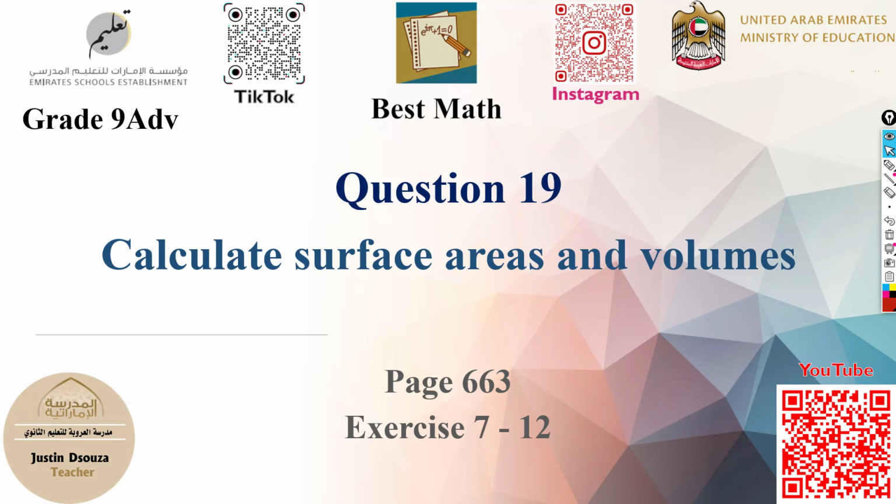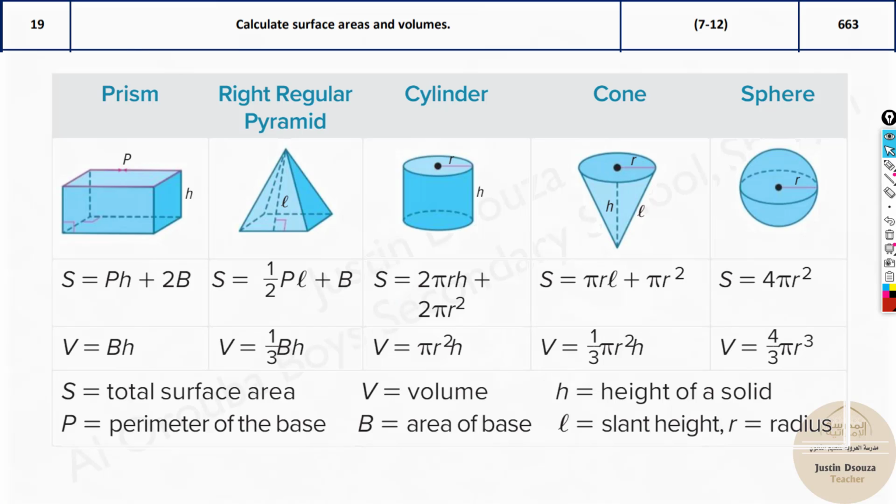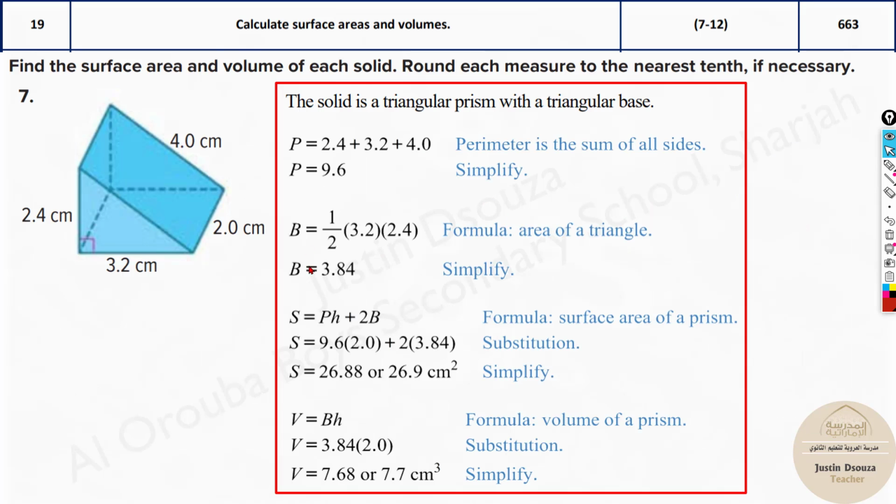Question 19 is to calculate surface areas and volumes. For this question, you need to know the formulas of surface areas and volumes for different shapes. Here, a few of the important things: the perimeter of the base is P, S is the total surface area, V is the volume, B is the area of the base, H is the height of the solid, L is the slant height, and R is the radius. We will look into some problems. Everything is worked out over here in detail. It's just that the formulas need to be known. But there are a few important things.